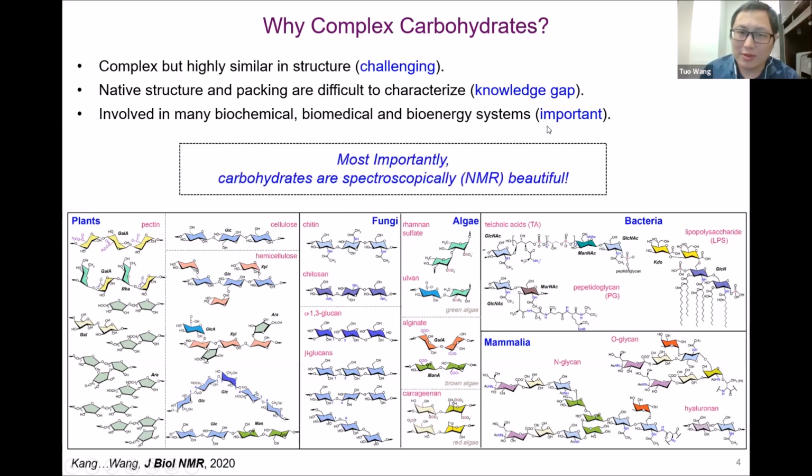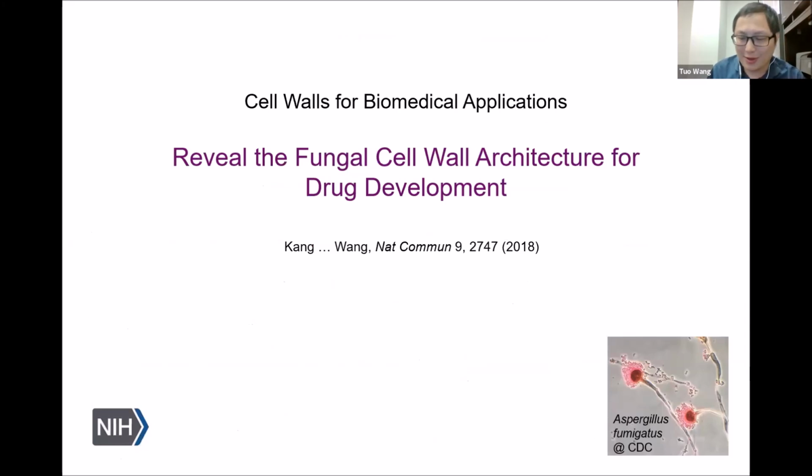Besides those reasons, there's only one single reason that drives me towards this direction. The carbohydrates are spectroscopically beautiful. They give very beautiful NMR spectra. And I hope today I can convey the beauty of those molecules to you by two stories. My first story is to reveal the fungal cell wall architecture for the purpose of promoting drug development. And the focus is this beautiful but deadly fungus called Aspergillus fumigatus.